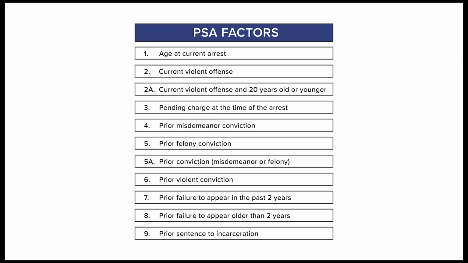I'm going to end with the factors themselves. These are the factors that the researchers identified as being the most predictive of the pretrial outcomes: age at current arrest, current violent offense, pending charge at the time of arrest, prior misdemeanor conviction, prior felony conviction, prior violent convictions, prior failure to appear pretrial in the past 2 years, prior failure to appear pretrial older than 2 years, and prior sentence to incarceration. In the next video, you can learn about how the assessment weighs each factor to predict the 3 outcomes and how we arrive at a scaled score of 1 to 6.